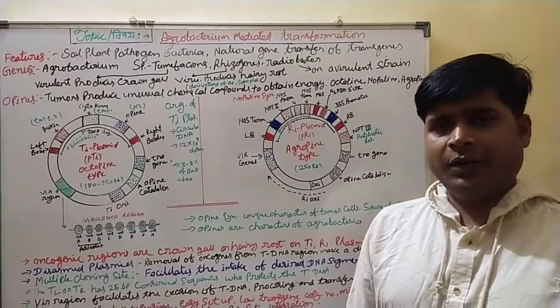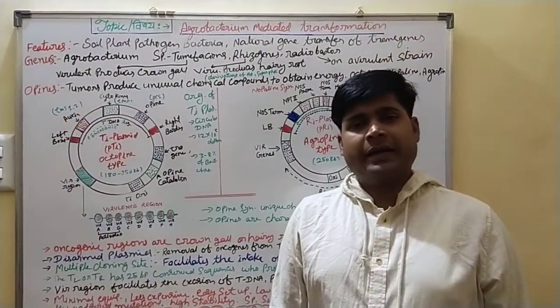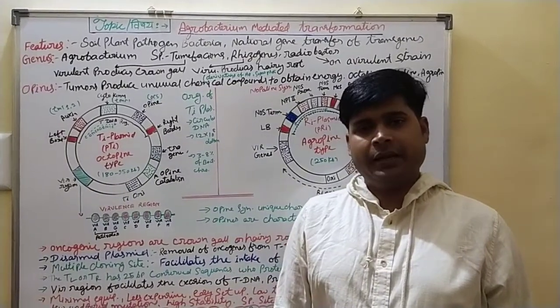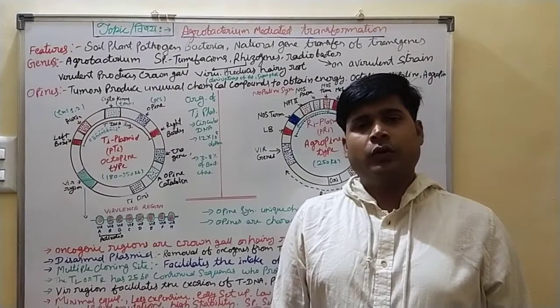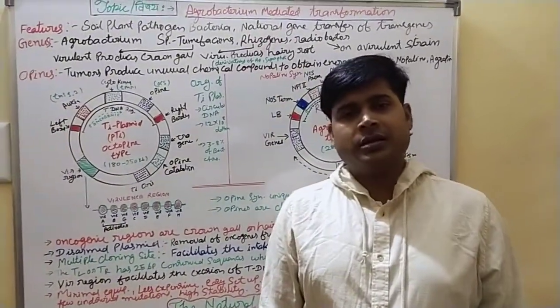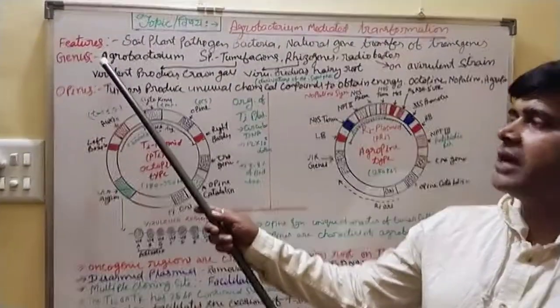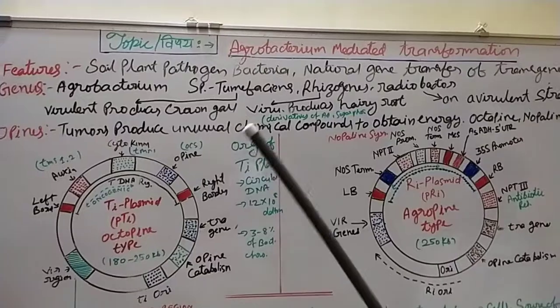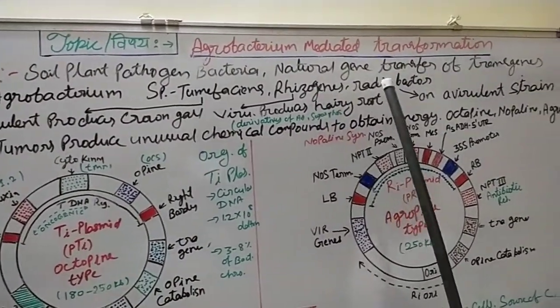What is Agrobacterium? Agrobacterium is a natural soil plant pathogen bacteria. It is a gram-negative bacteria and it produces tumors as crown gall or hairy root disease, and it acts as a natural gene transfer agent. Its genus is Agrobacterium. It has three species: tumefaciens, rhizogenes, and radiobacter.